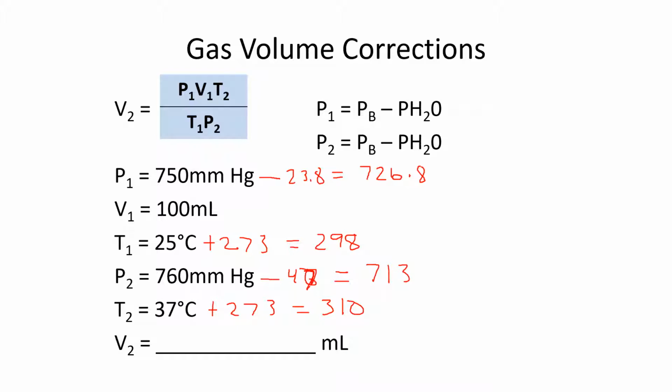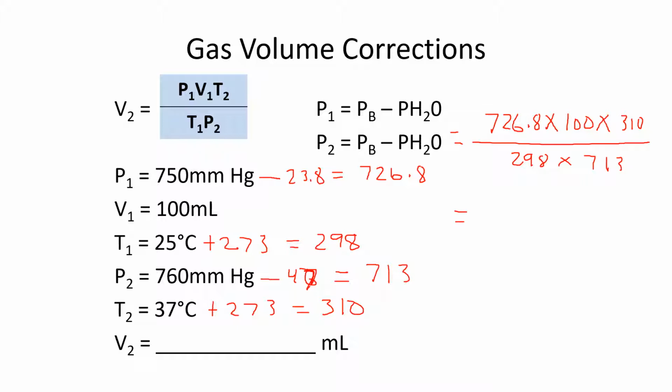So P1 is going to be 726.8. We're going to multiply by V1, which is 100, and T2, which is 310. And then divide all that by T1, 298, times P2, which is adjusted to 713. So 726.8 times 100 times 310 divided by 298 divided by 713. Remember, you got to do everything down here in the parentheses first.